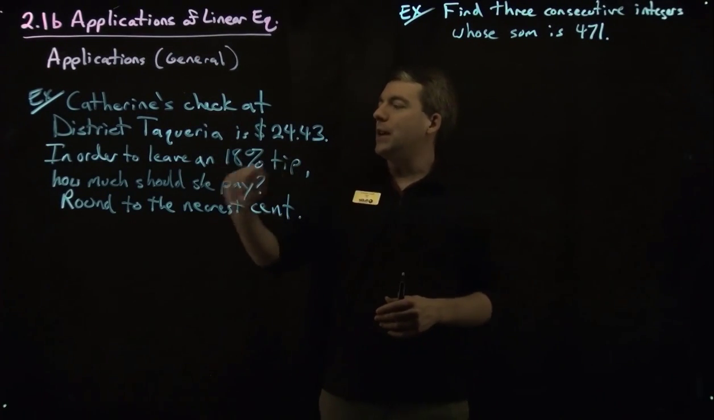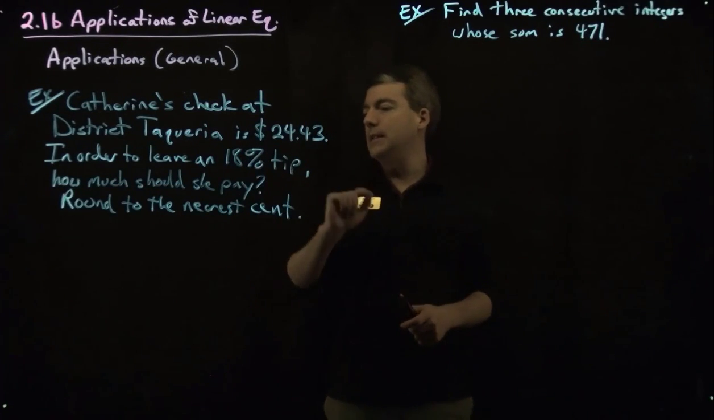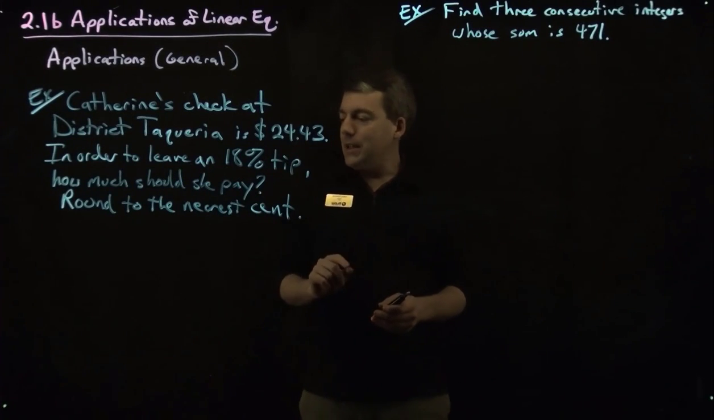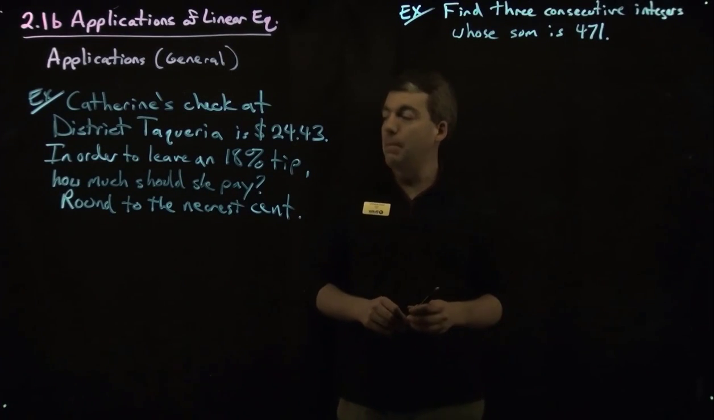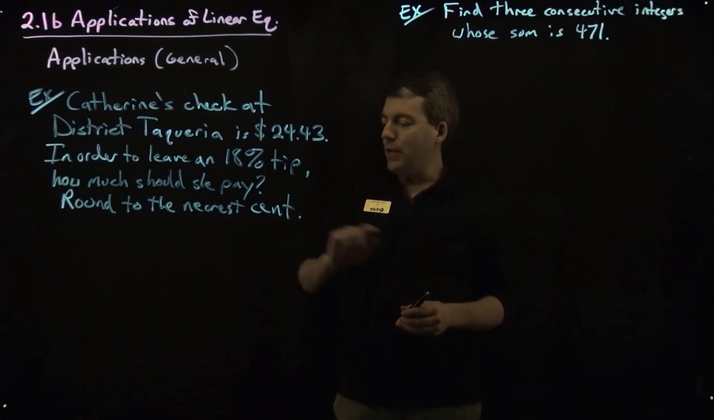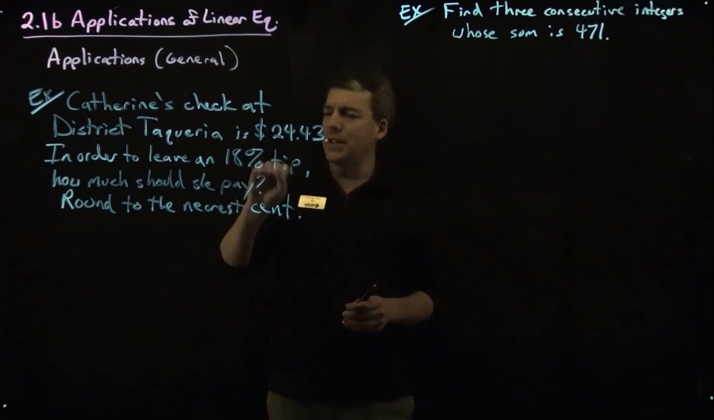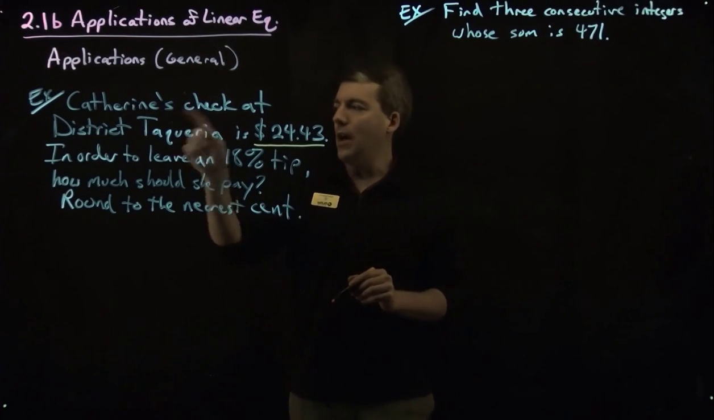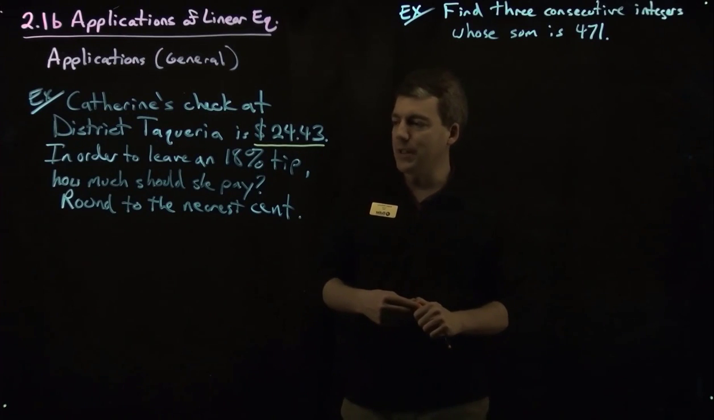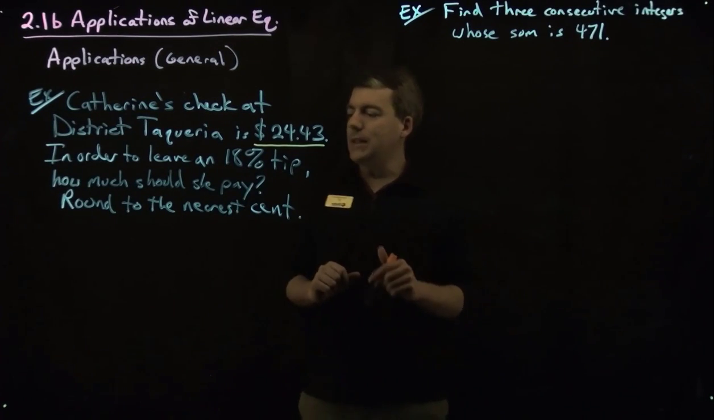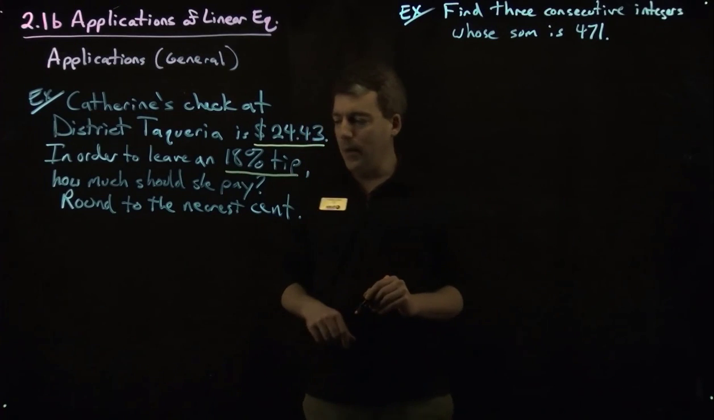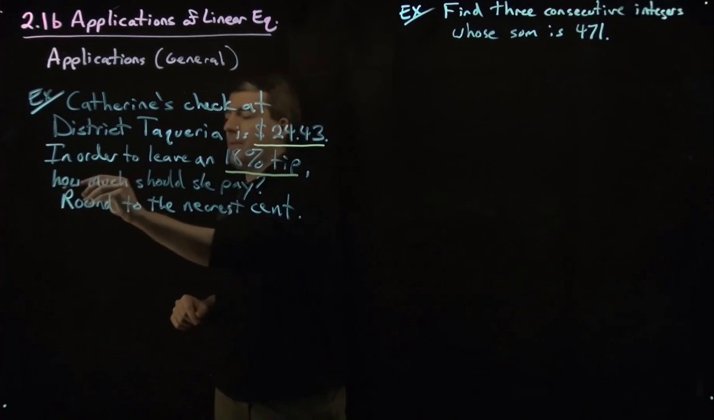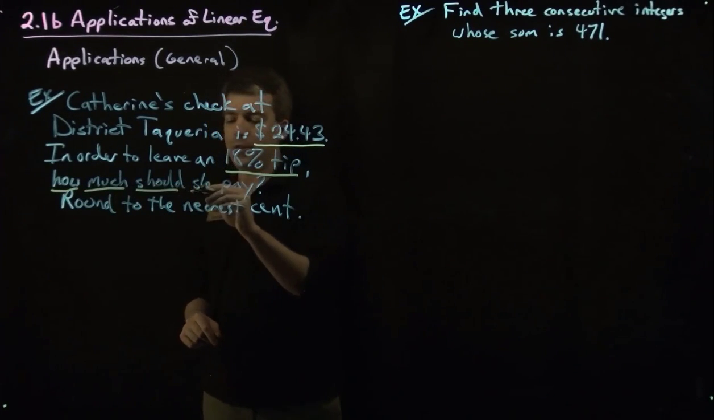Okay, so Catherine's check at District Takara is $24.43. In order to leave an 18% tip, how much should she pay? Okay, and we want to round to the nearest cent. Okay, let's go over this again. So we know the amount that her check is. It's $24.43. And she wants to leave an 18% tip. Okay, we've got that as well. And then we want, and this is key here, how much should she pay? Underline that. How much should she pay?